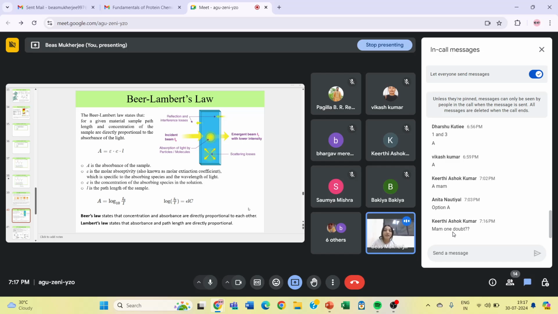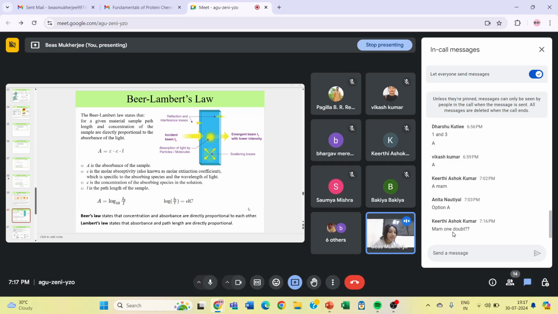So A is equal to epsilon into C into L. Epsilon is your molar extinction coefficient. This depends upon the properties of the protein, meaning the number of amino acids present which actually absorb light. Mainly the aromatic residues are involved in absorbing light, so the number of aromatic residues present gives you this molar extinction coefficient. Then there is C, which is for concentration, and L is the path length.